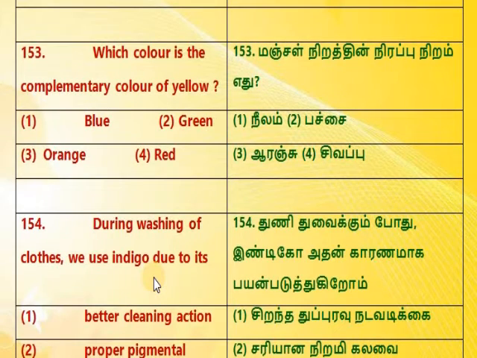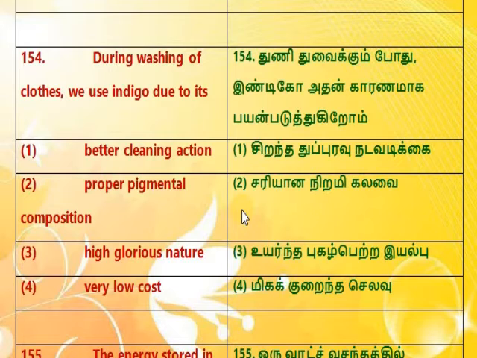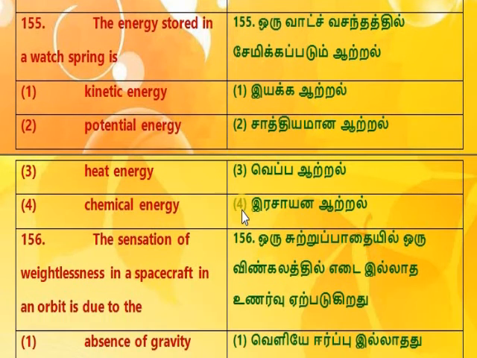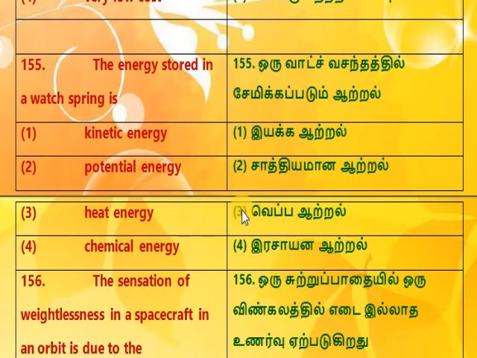153. Which color is the complementary color of yellow? 1. Blue. 2. Green. 3. Orange. 4. Red. 154. During washing of clothes, we use indigo due to its 1. Better cleaning action. 2. Proper pigmental composition. 3. High glorious nature. 4. Very low cost. 155. The energy stored in a watch spring is 1. Kinetic energy. 2. Potential energy. 3. Heat energy. 4. Chemical energy.